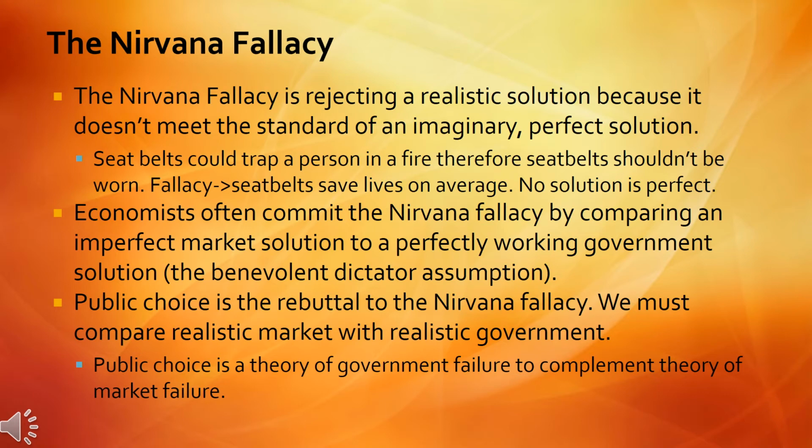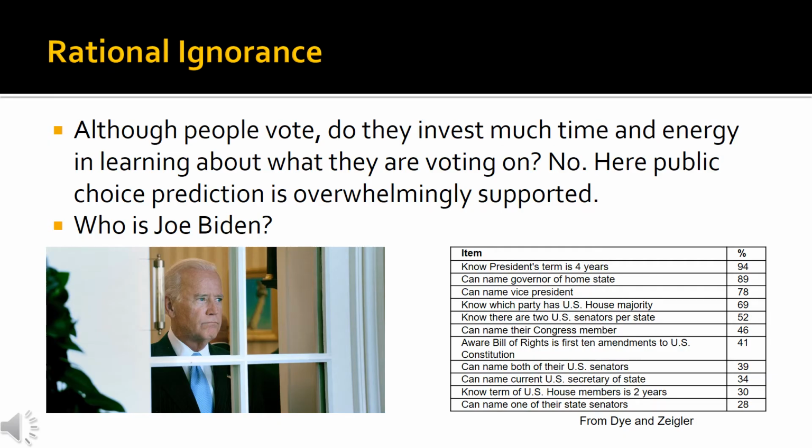So we compare the imperfect government and the imperfect market solution, and we try to determine which is going to be better. We look at the costs and the benefits as they are in the real world, not as we imagine them to be. So although people vote, do you think they invest a lot of time and energy into learning what they're voting on? If you've met a lot of people that vote, then you know the answer is no. And public choice theory would predict that people don't invest a lot of time and energy into this. Like I said, they're rationally ignorant.